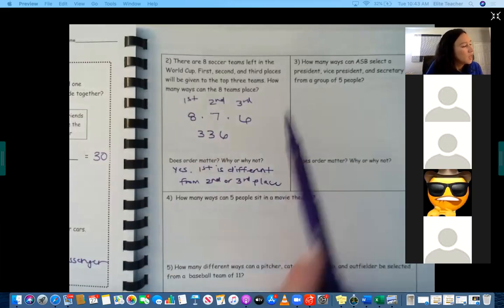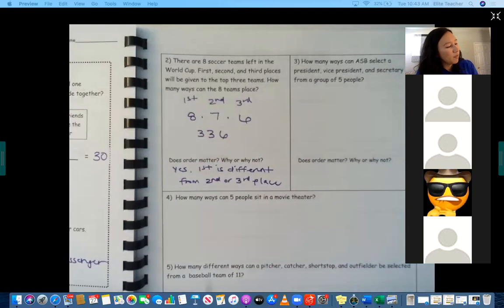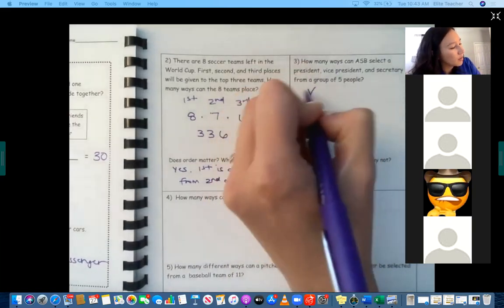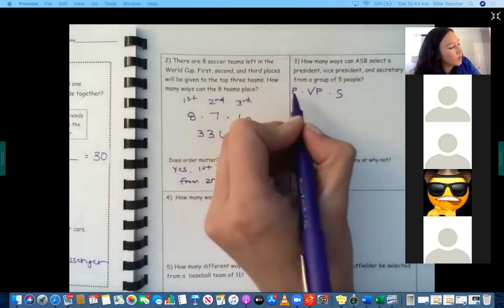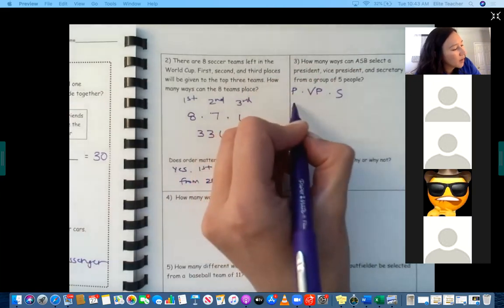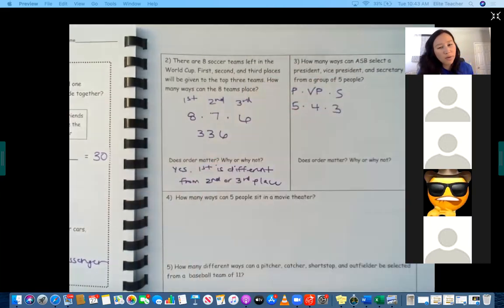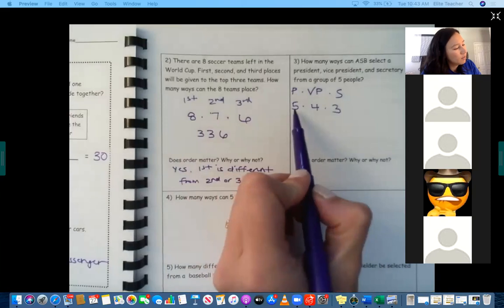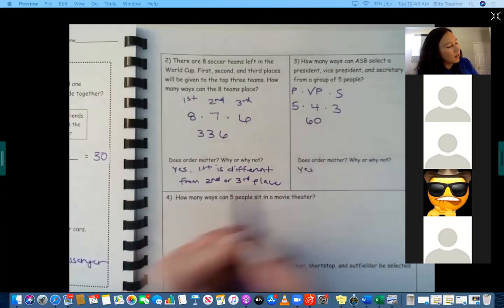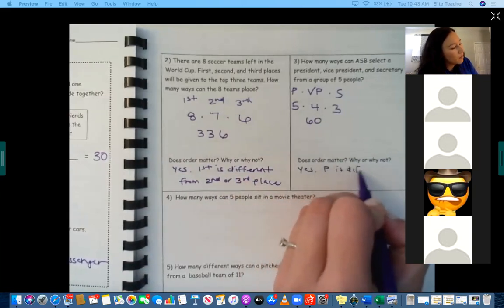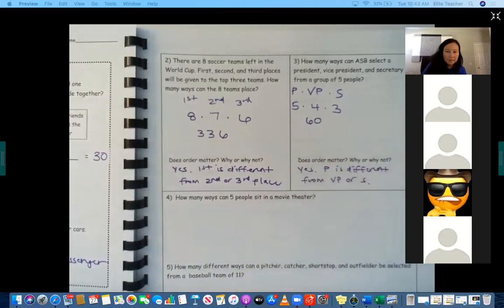Good, Jose. So then number 3, how many ways can ASB select a president, vice president, and secretary from a group of 5 people? So we have president, and then vice president, and then secretary. There are 5 people, so we would have 5 for president, 4 to choose from for vice president, and 3 to choose from for secretary. 5 times 4 is 20, 20 times 3 is 60. Yes, president is different from vice president or secretary.